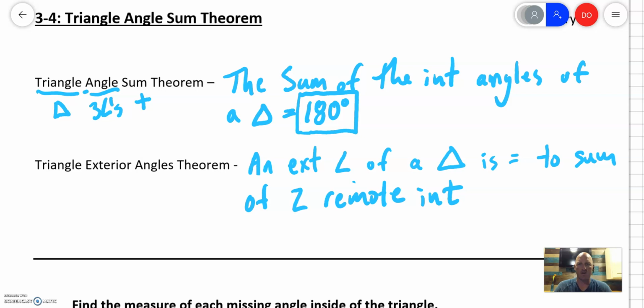You can try this by actually cutting out a triangle if you want to, numbering the angles in the triangle, and then tearing off those angles and placing them all together at the vertices of the triangle, and you'll end up getting a straight angle.